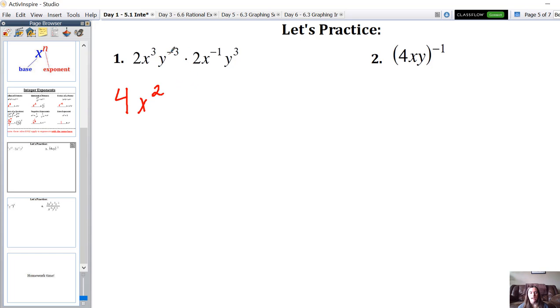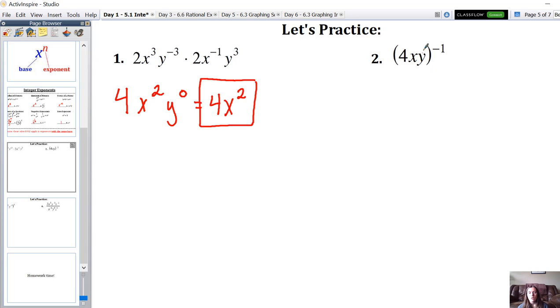And then we have y to the negative 3 times y to the 3. Again, adding their exponents. Negative 3 plus 3 is 0, so now we have y to the 0. But now we remember our rule that anything to the power of 0 is 1, and then 1 times anything is that thing, so we're just left with 4x squared.